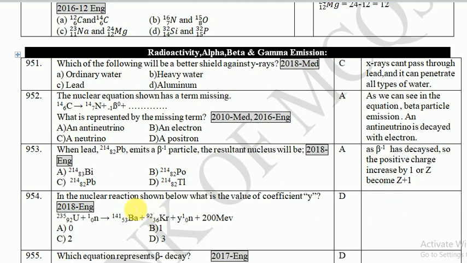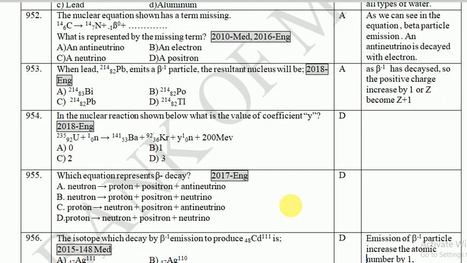The next is, in the nuclear reaction shown below, what is the value of coefficient Y? There is something missing. Now they have asked for it. We know that in the given reaction uranium reacts with 1 neutron, which gives barium and krypton, and they have asked for this. Now we will check the balance. For the balance, we see that 92 is equal to 53 plus 36. This is the number of protons.